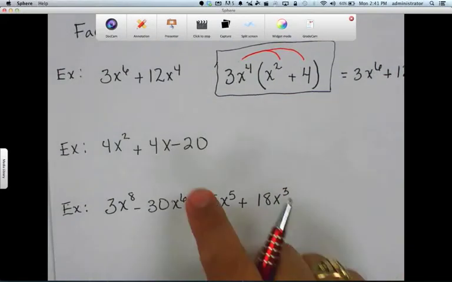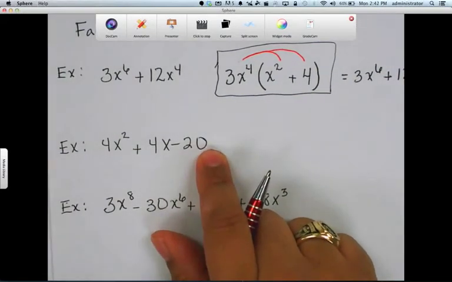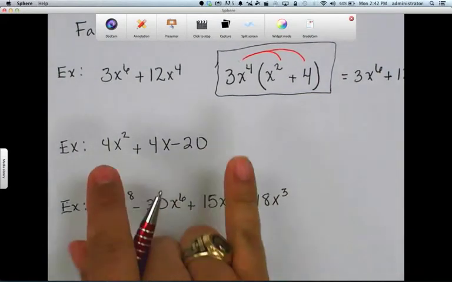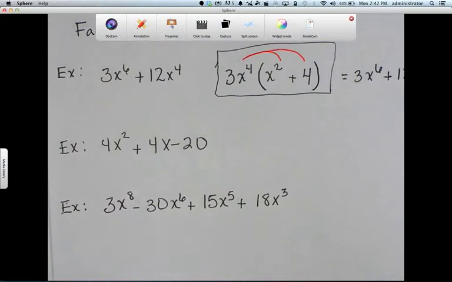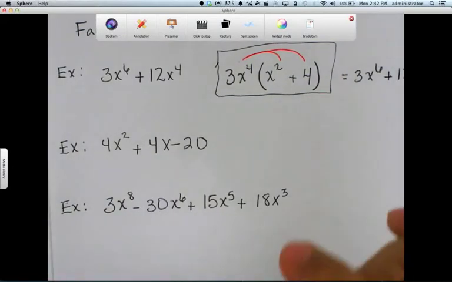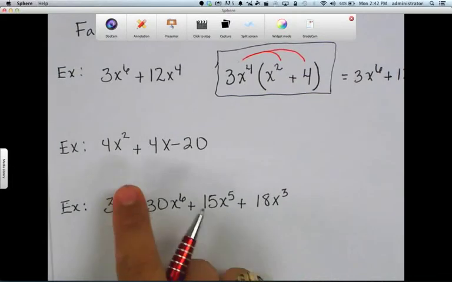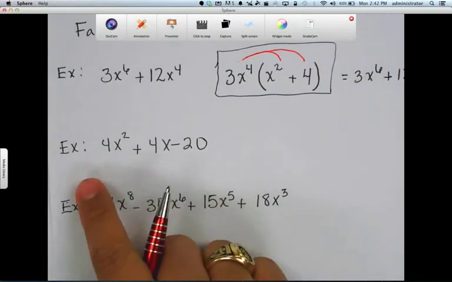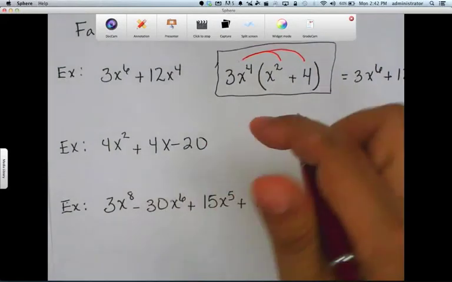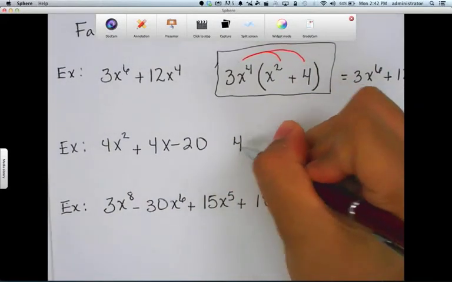Now here we've got a trinomial. For all intents and purposes, all we're doing here is just factoring out the GCF. There's a slightly more advanced technique to factoring something that looks like this, but we're not going to get into that just yet. We're building up to that. First, we need to know how to do GCF. So let's look. 4, 4, and negative 20. Well, I know that 4 goes into all of these. So I'm going to factor out right away a 4.